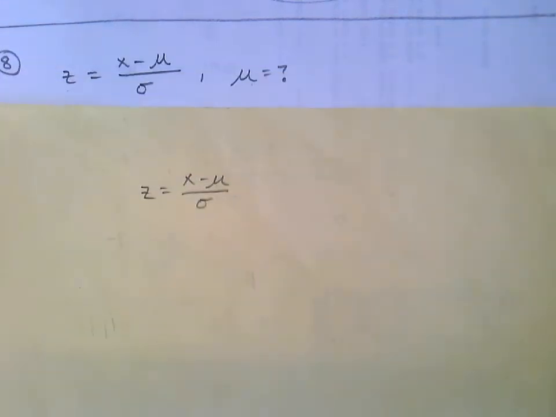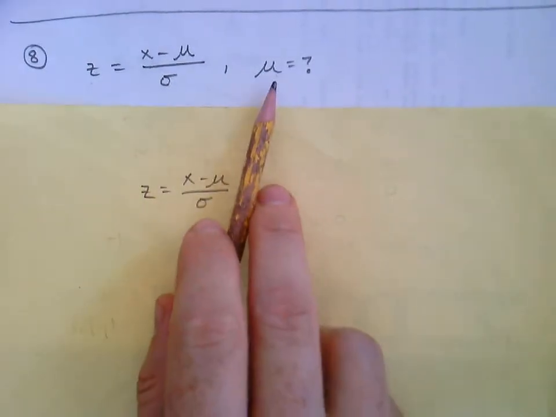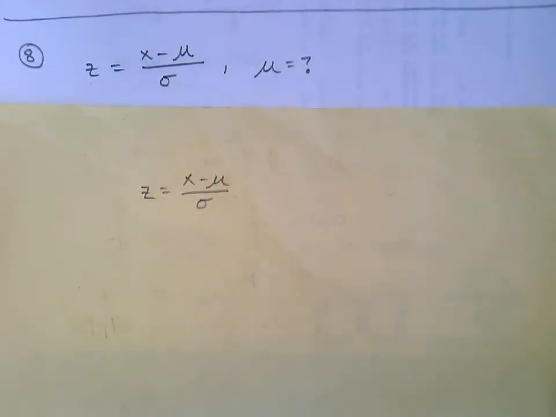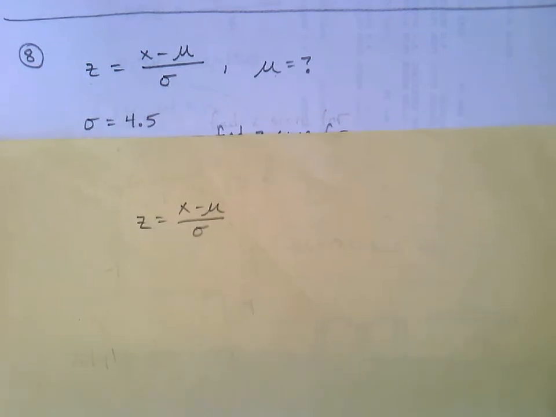Okay, let's see how this plays out. A couple of these, they just tell us. They tell us the standard deviation. So we're going to use our formula, and we're asking, what is the mu? What's the mean? So they tell us sigma, right? That's nice. The standard deviation is 4.5.